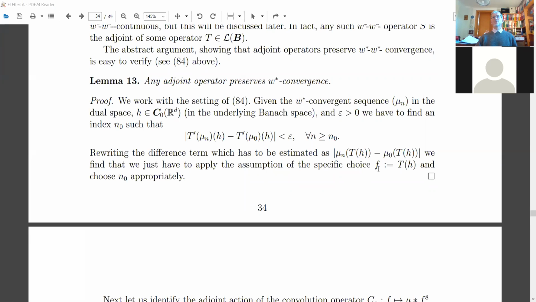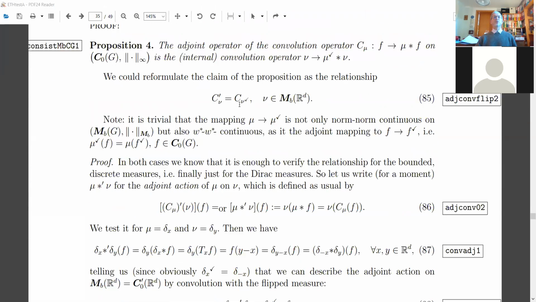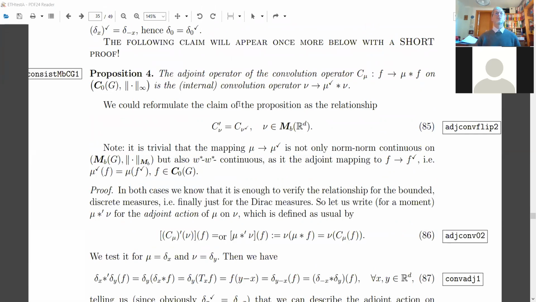Operator T goes from C0 to C0, or from the Banach space to the Banach space. Therefore, you just say, well, because the measures mu n are weak star convergent, this also has to be true for this other element, because it's true for every element. So in order to get an error less than epsilon, you choose the index with respect to the input argument f equals T of h and not f originally. But that's all. From an abstract point of view, it's playing around with symbols. So how can this be useful? And I will try to convince you, yes, it is useful.